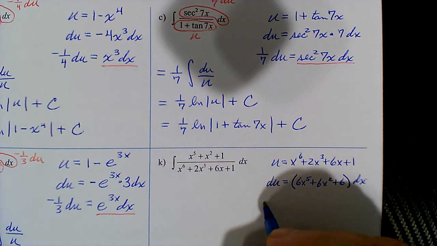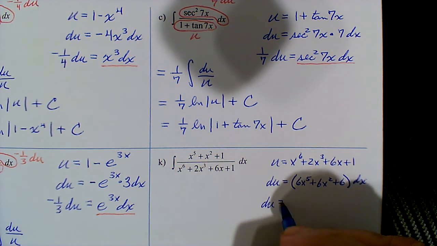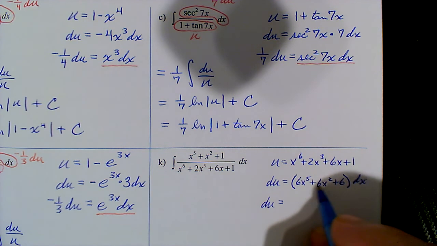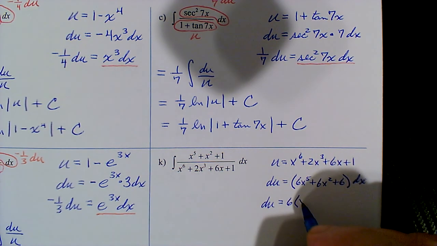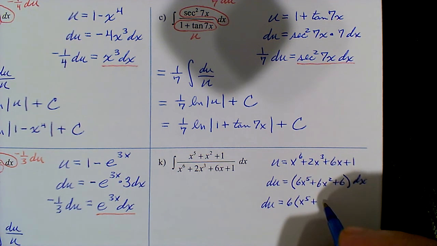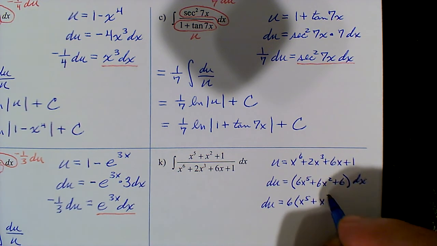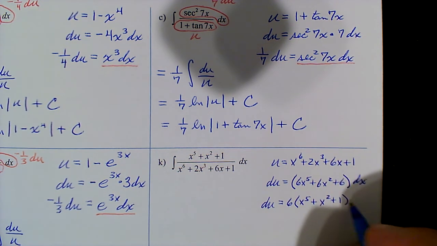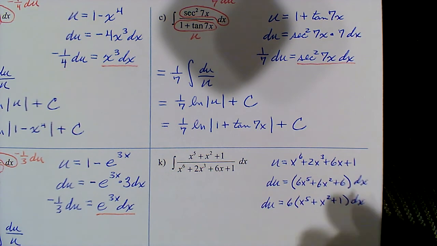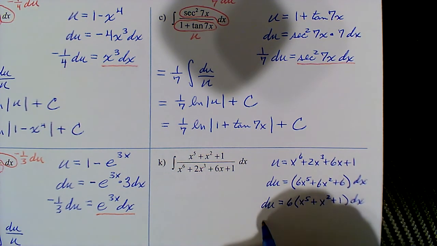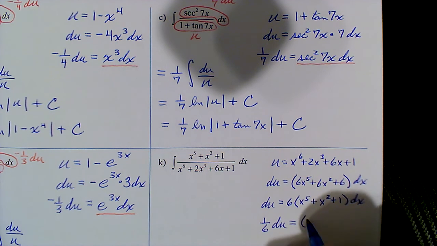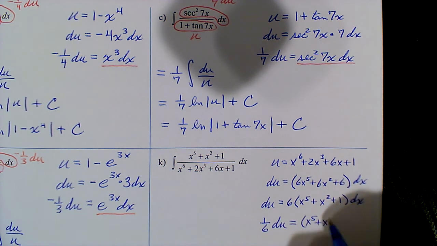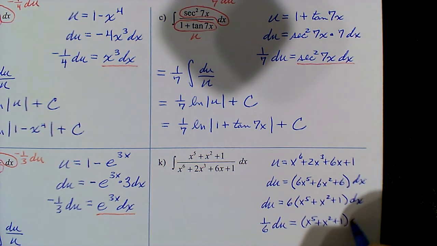And I think it's pretty clear here that our next move would be to consider that 6 is a common factor of each of these terms, so we'll factor out the 6. And we're left with x to the 5th plus x squared plus 1, and then times the differential dx. And now we can modify by the 6. So we get 1/6 du is the quantity x to the 5th plus x squared plus 1 times the differential dx.